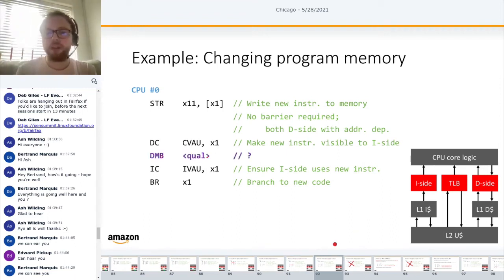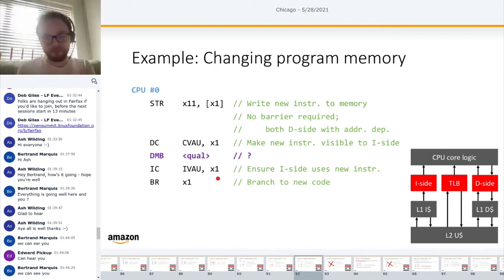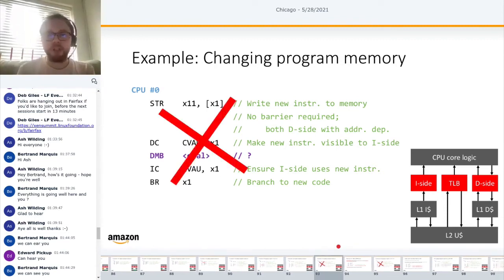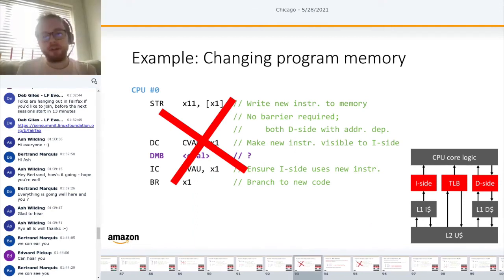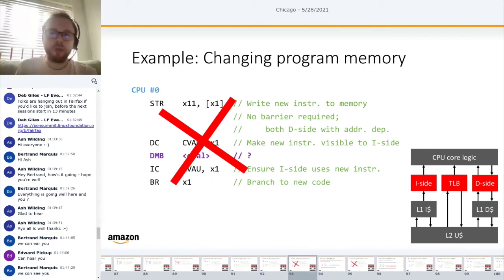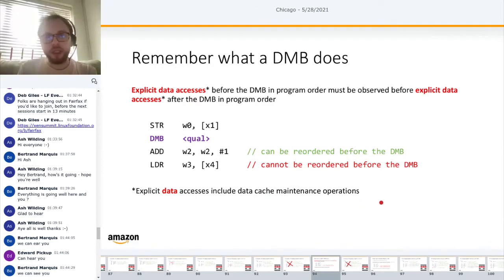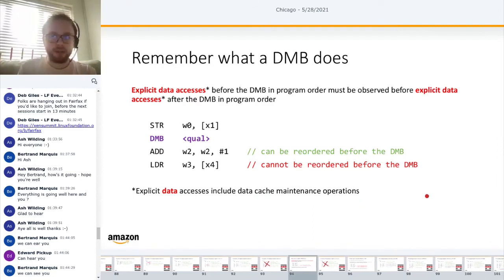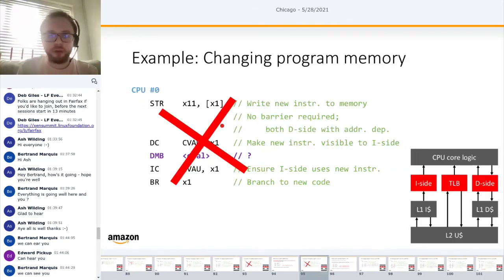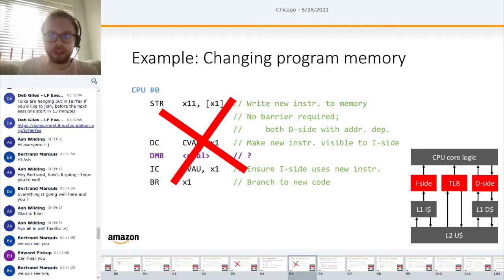Okay, fair enough. So I'm going to use my DMB, right? That's not going to be good enough. And the reason it's not going to be good enough is because if you remember what a DMB actually does, it applies to explicit data accesses. And that does apply to explicit data cache maintenance operations as well. But we have an I cache instruction happening here, right? So the DMB has no effect. That means we need a new tool in our toolbox. So this is just showing that you can't have a DMB there because of the IC.